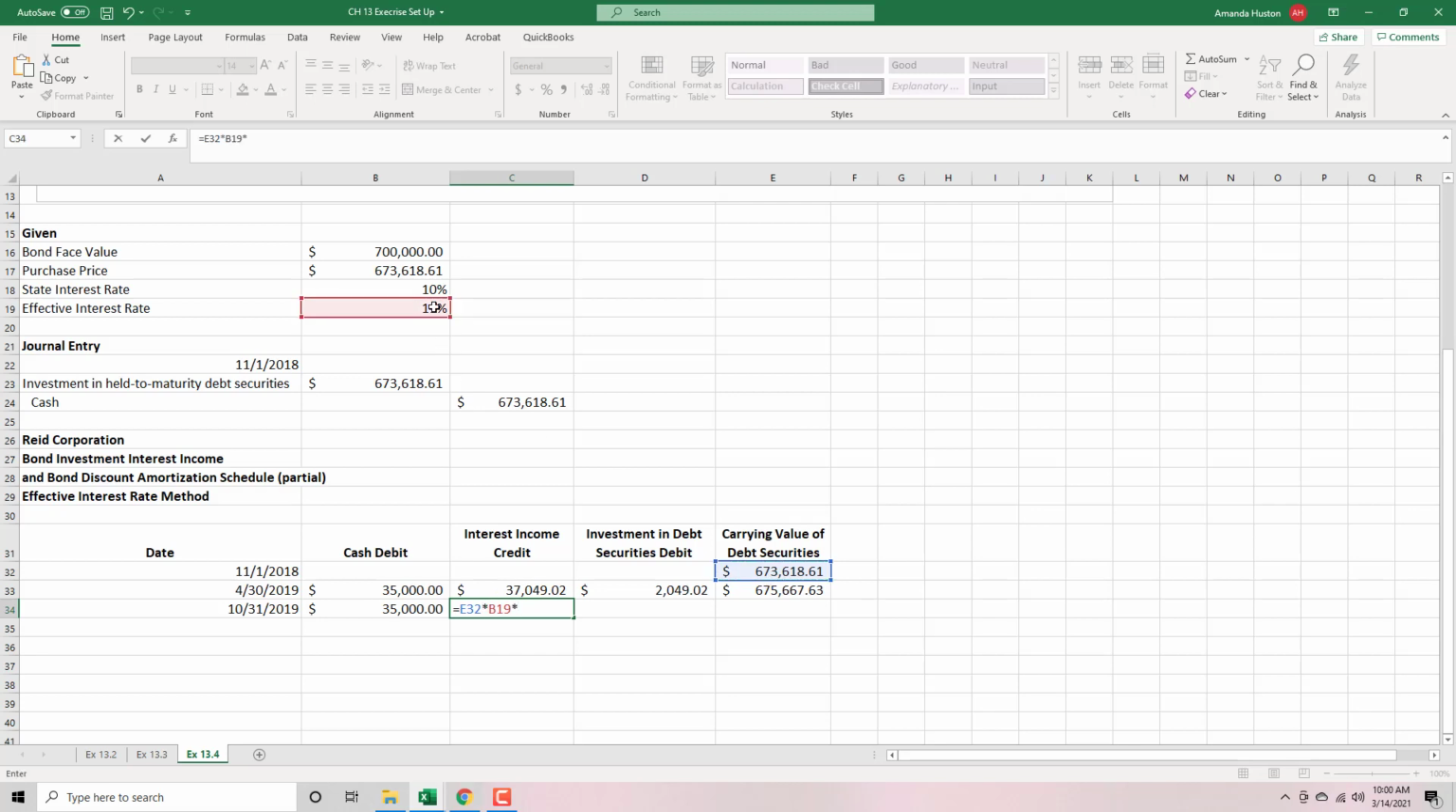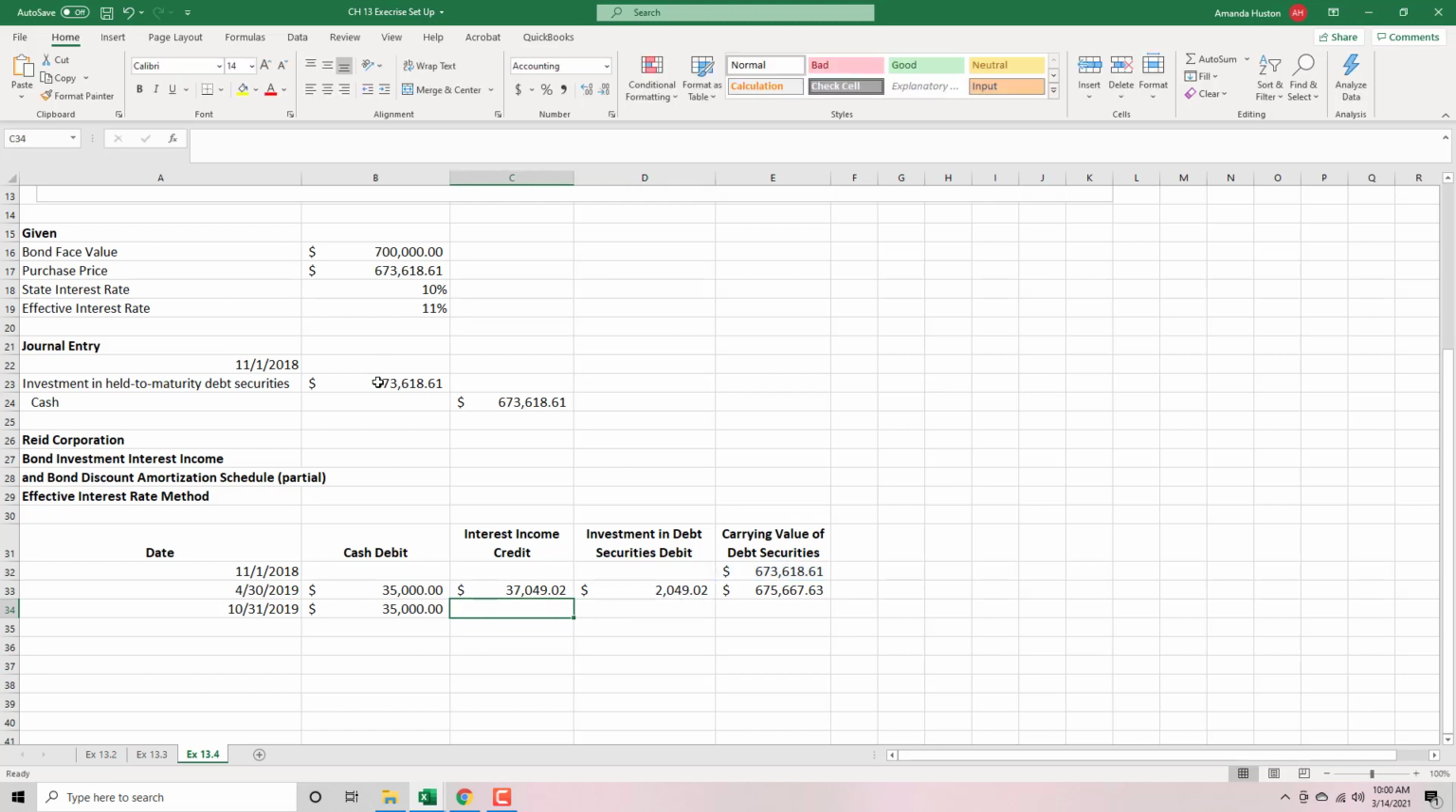So now it's 37,161.72. The increase in the investment security is the interest income minus the cash, and the carrying value is now what it was before, the year before, plus whatever we debited.